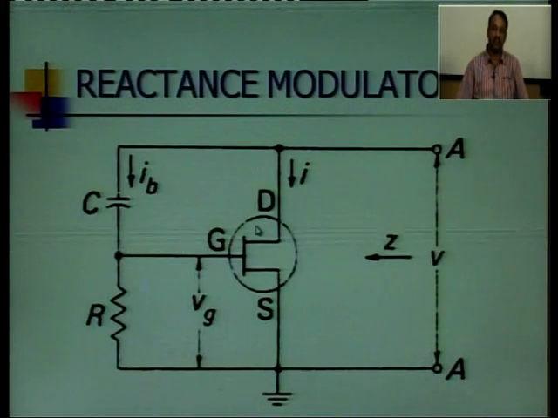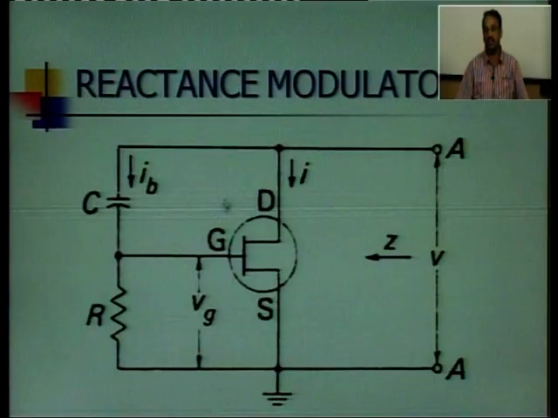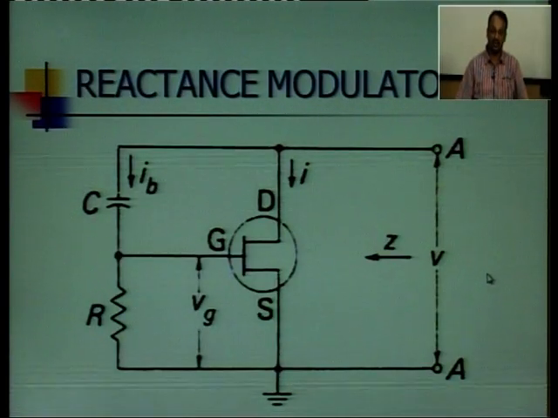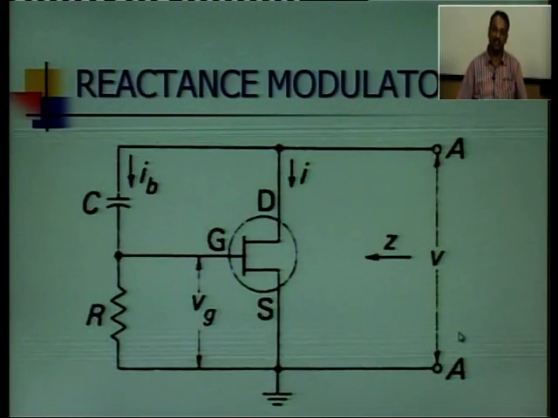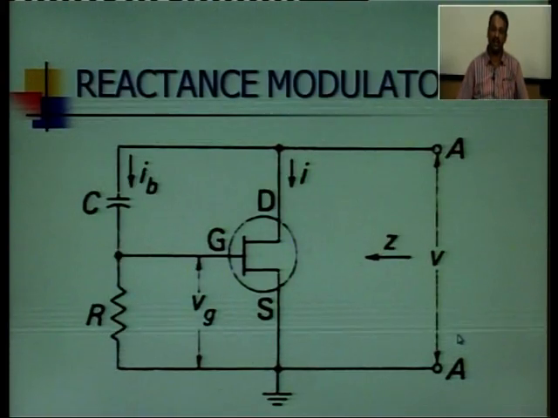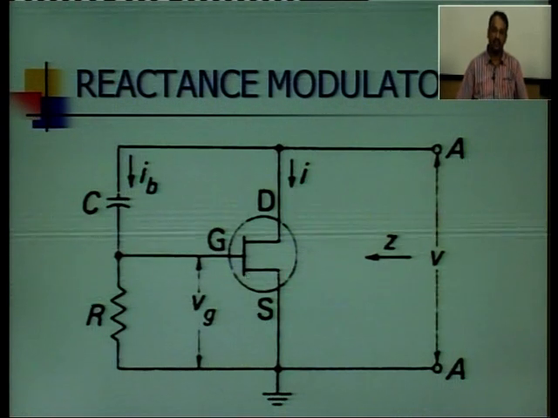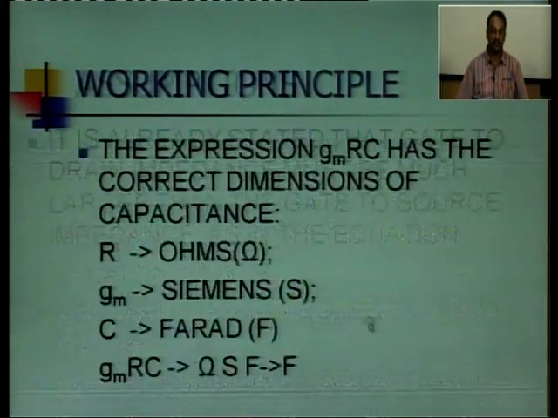So, either capacitive or inductive, this variable reactive device is connected across a tuned circuit whose frequency is equal to 1 upon 2 pi under root L into C, plus this variable reactive device. So, we get a variable frequency across the tank circuit.